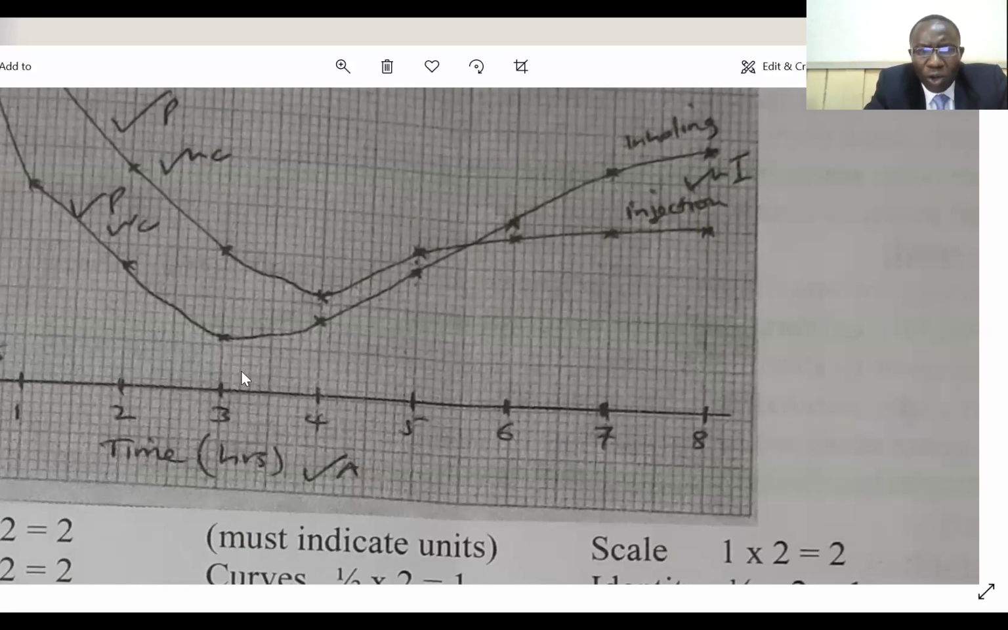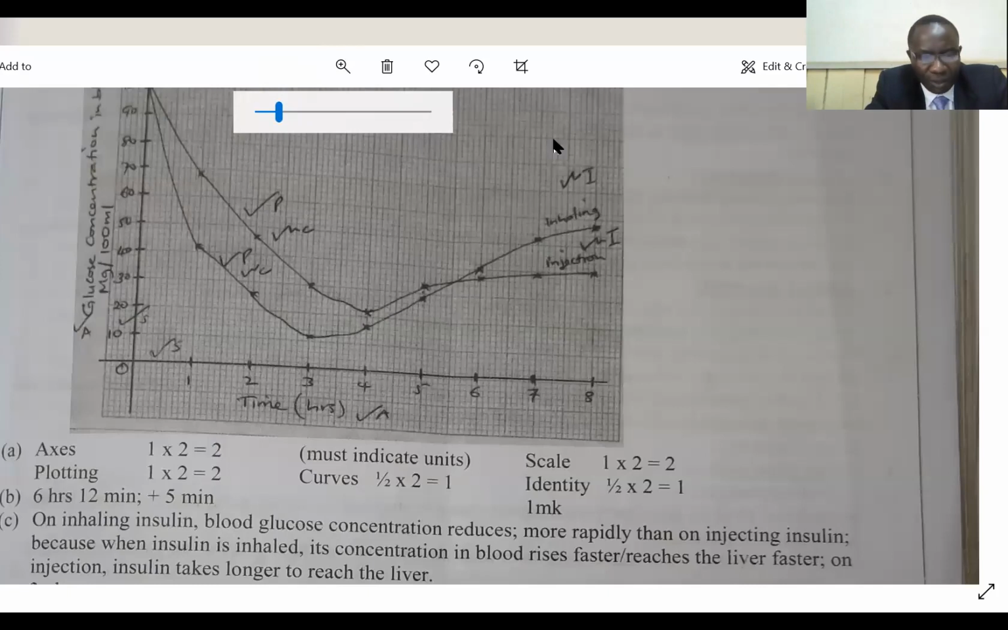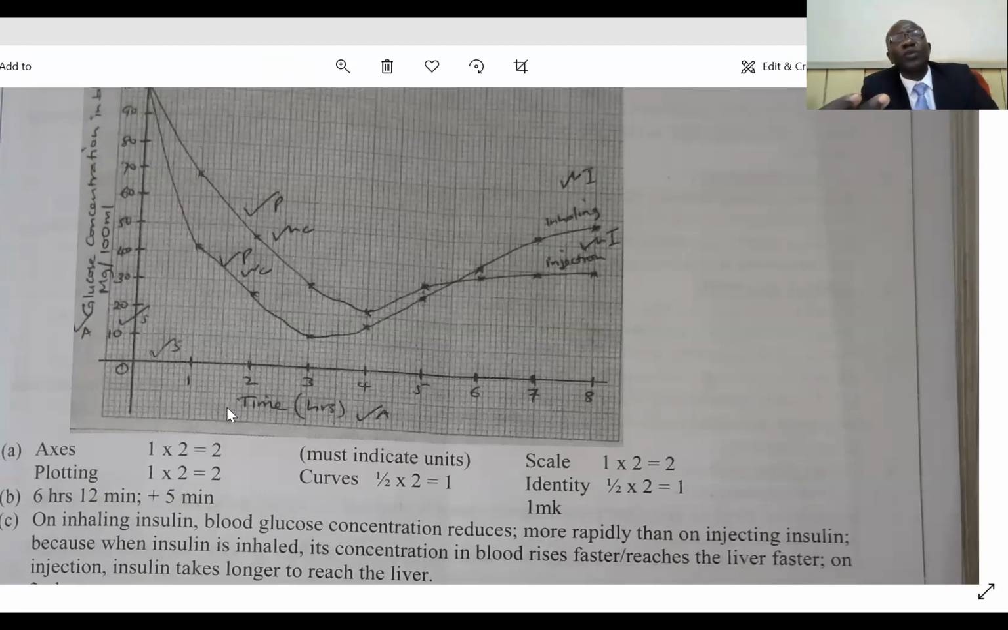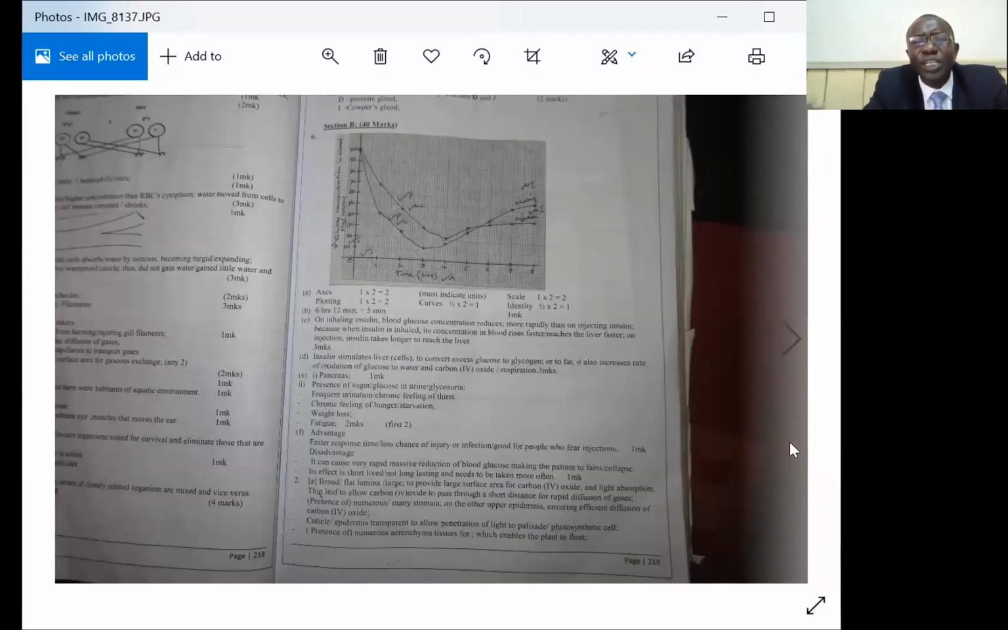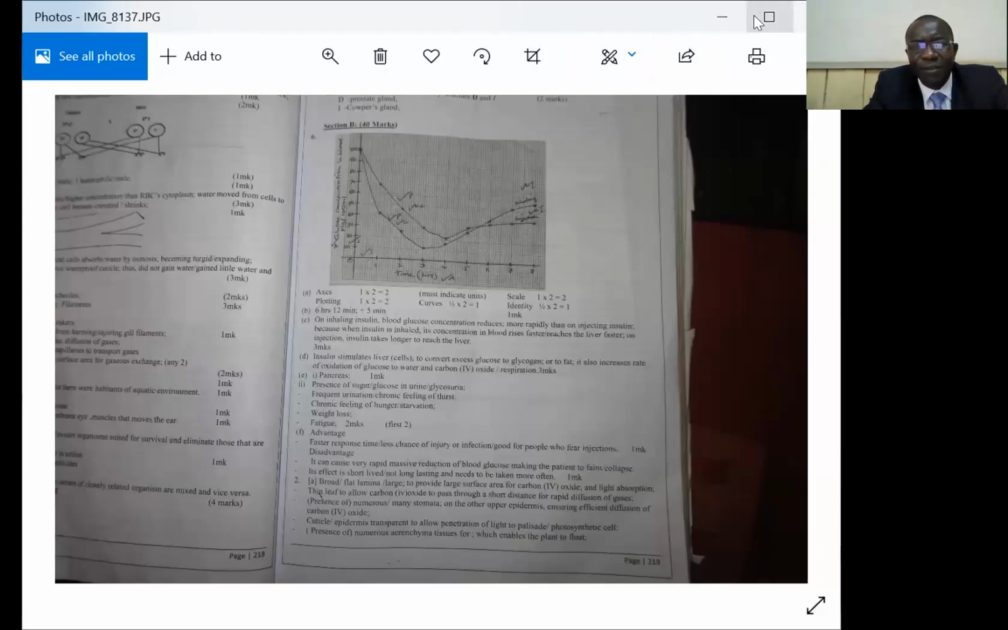I want now to go to the questions which are given on the graph, and I want to use this just to explain, because most students wonder how. They come to me, especially even my students, and tell me, Mwalimu, teach me how to answer the questions of the graph.